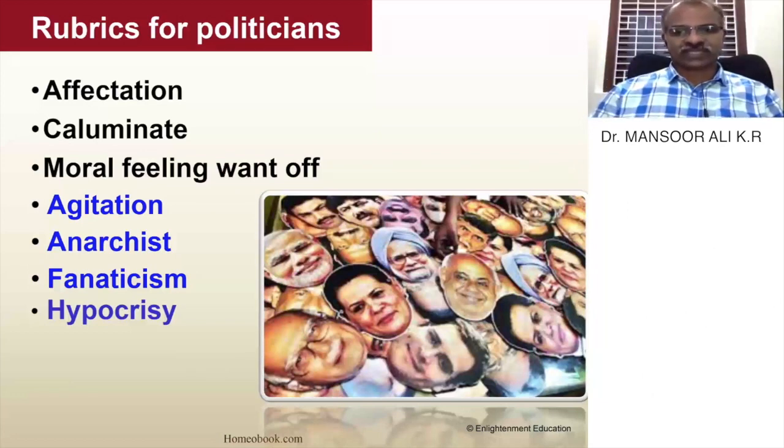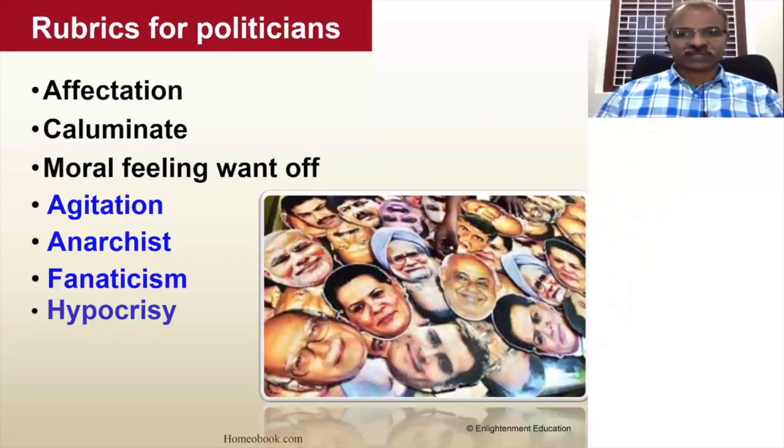Affectation, that is a rubric even in Kent's repertory. Artificial behavior designed to impress others. Dr. Shivagupta sir also writes artificial behavior designed to impress others. Fake affection, yes, very good. Fake affection by Dr. Alok Singh. Okay, then the next rubric is calumniate. That is also in Kent's repertory.